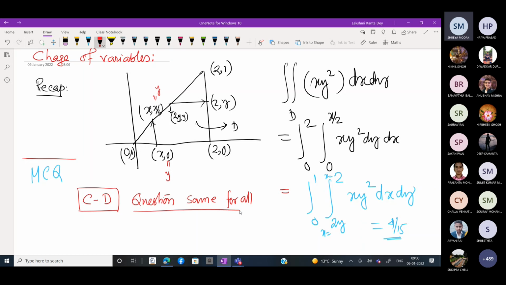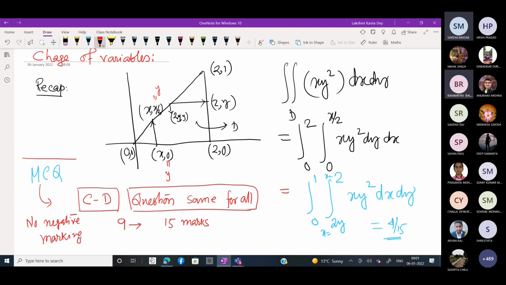Sir, for the maths examination, what is the pattern of the examination? How many questions are there? Near about 9 questions are there. Marks is 15, right? And questions are MCQ. There is no negative marking. And sir, how much is the time?